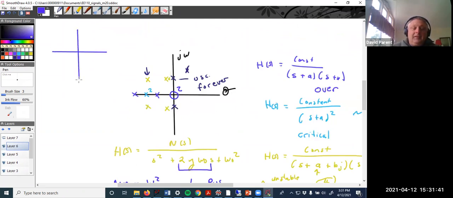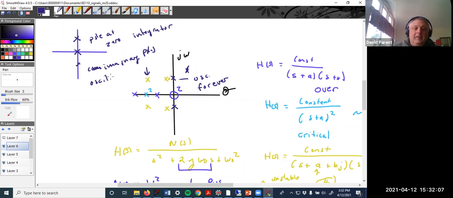I guess the two special names would be: a pole at 0 is an integrator, right? And a pair of complex poles, imaginary poles, are an oscillator. All right.